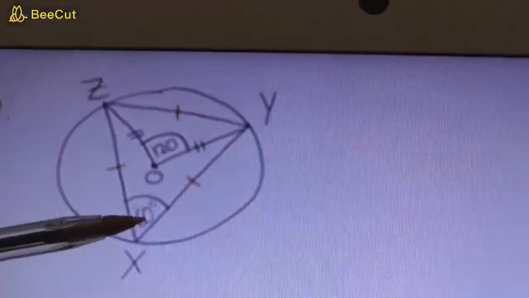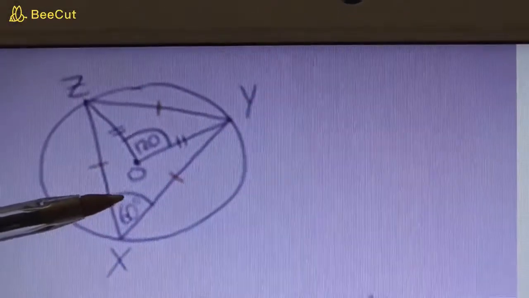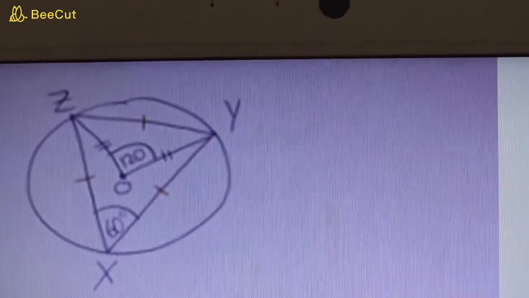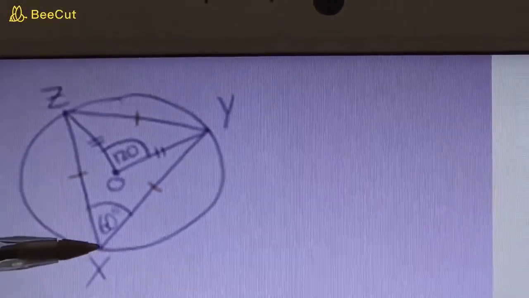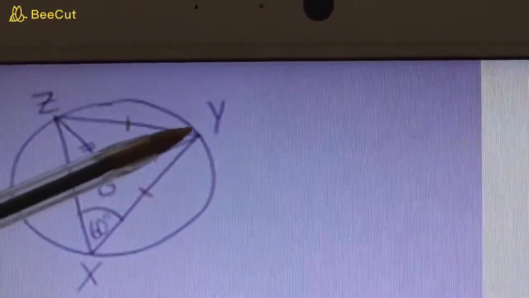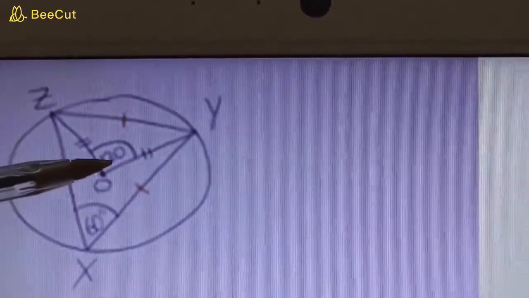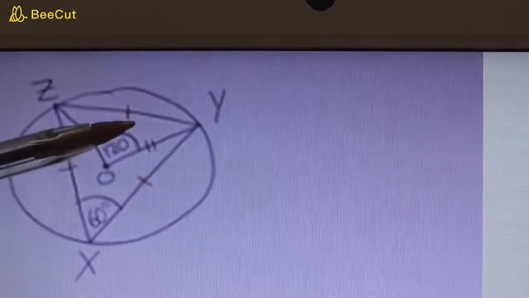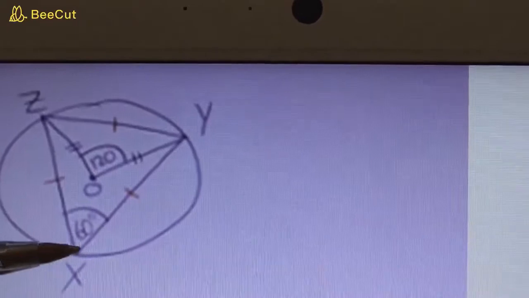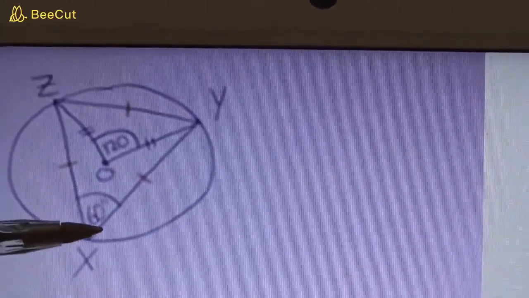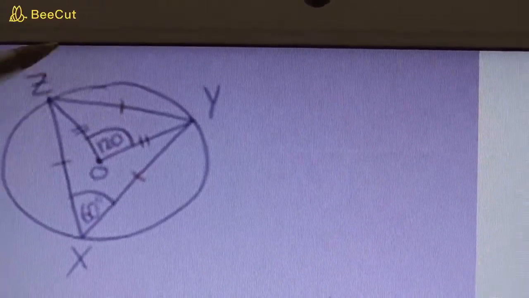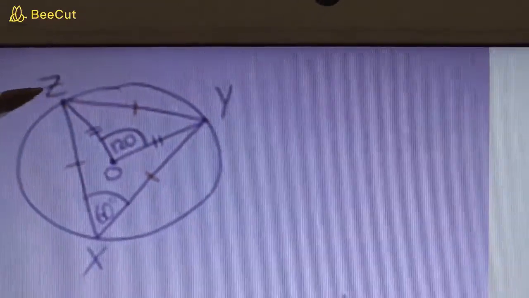Now, if that's 60 degrees, we also know that the angle at the circumference standing on the same arc is equal to half the angle at the centre. So there's the angle at the centre of the circle. So that must be 120 if that's 60. The angle at the centre is always going to be twice the angle at the circumference, or the angle at the circumference is always going to be half the angle at the centre, provided they both stood on the same arc, which they do, which is ZY.